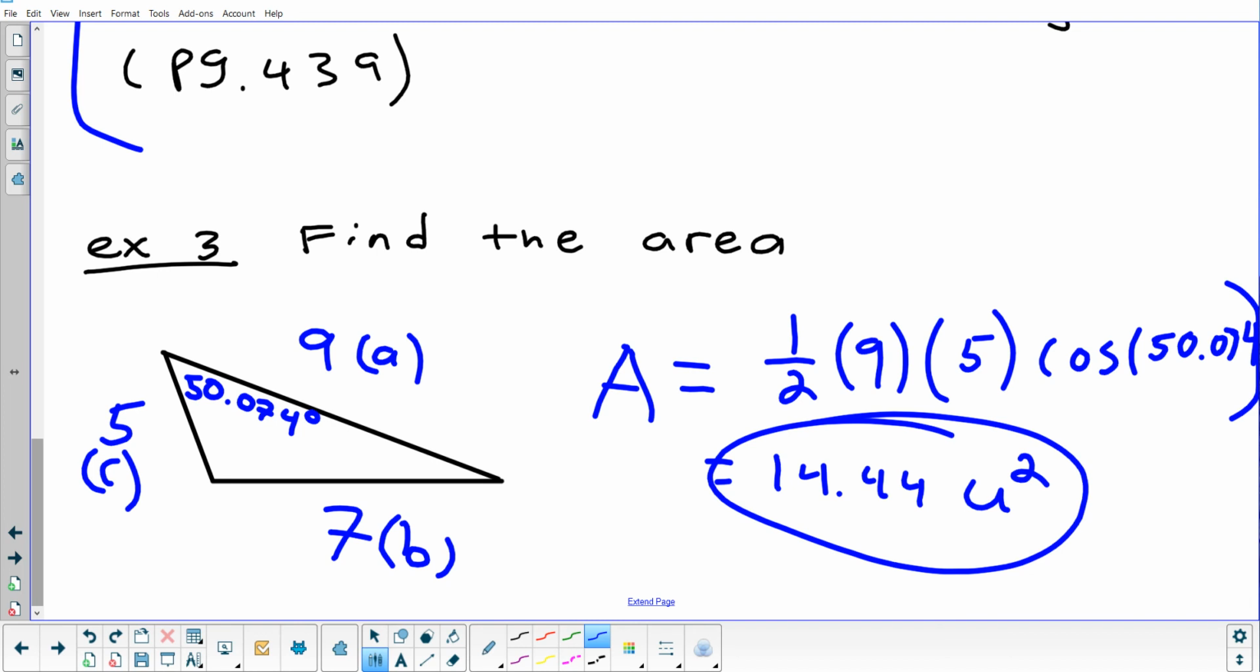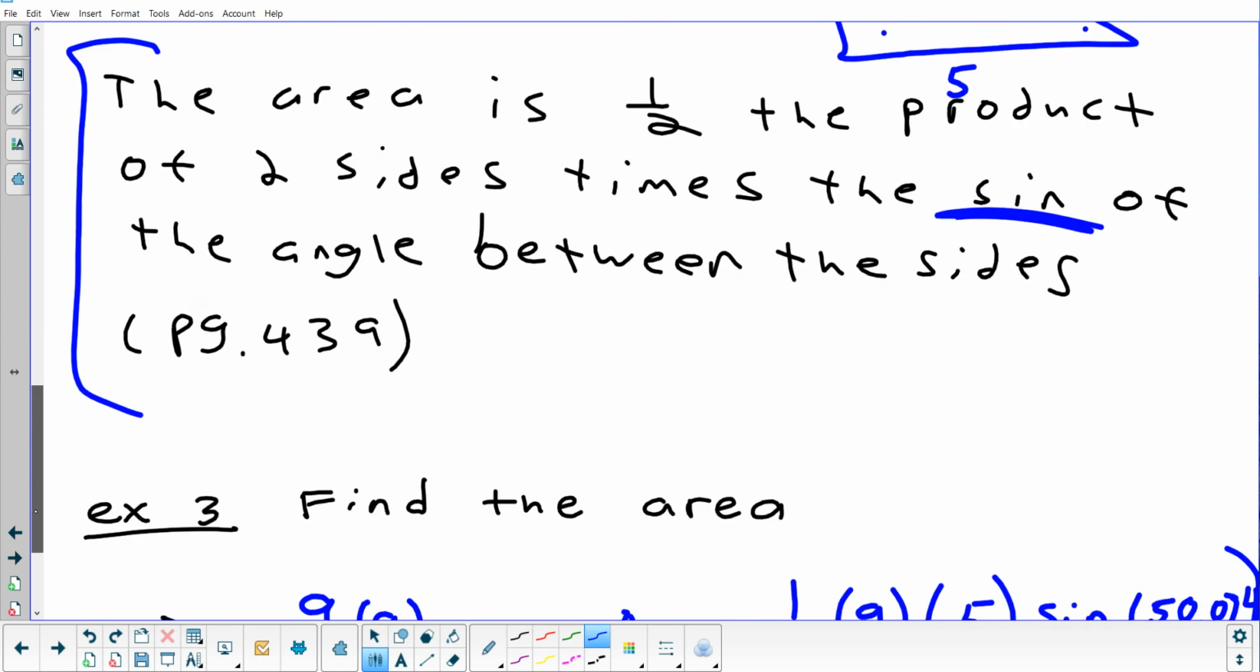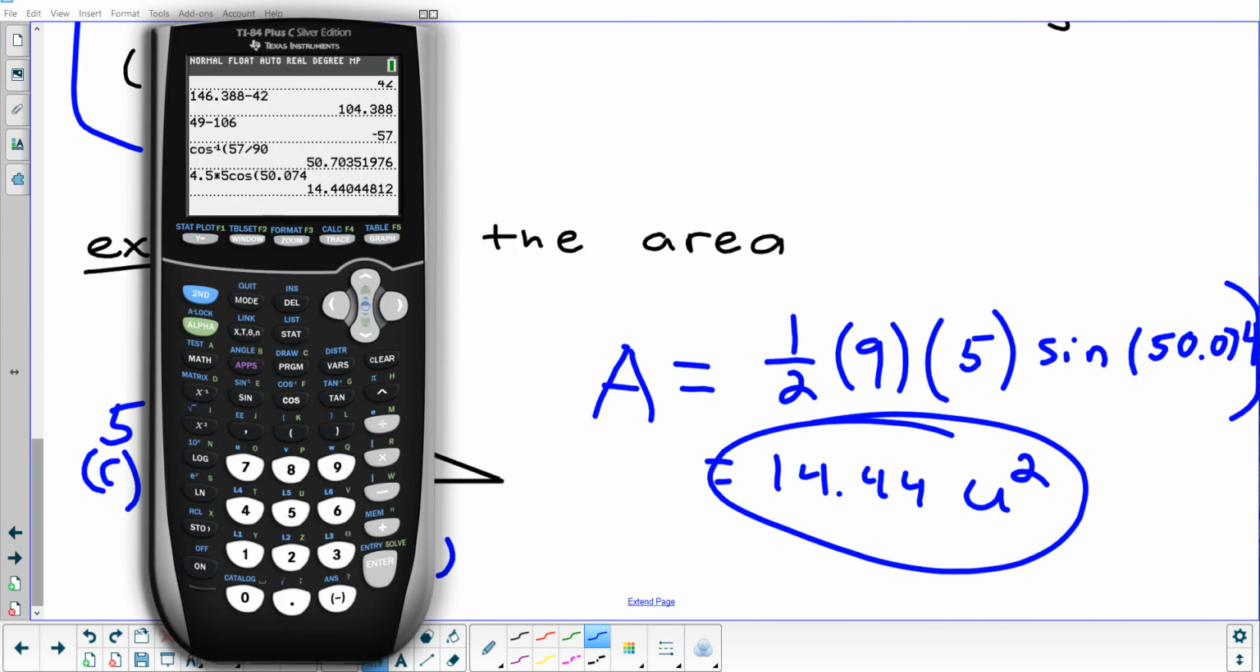Aren't you supposed to use sine instead of cosine? Oh, yeah. I don't know why I was thinking cosine. It's 1/2 the product of the two sides times the sine of the angle between them. I think I wrote sine up here, right? Fine, just thinking law of cosines. All right, let's type that in again. That's going to change our answer a little bit.